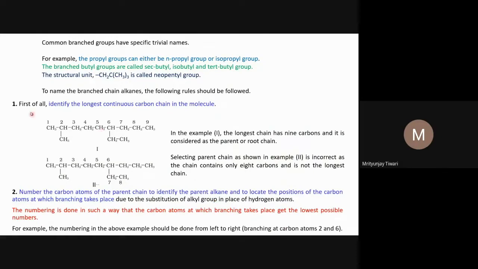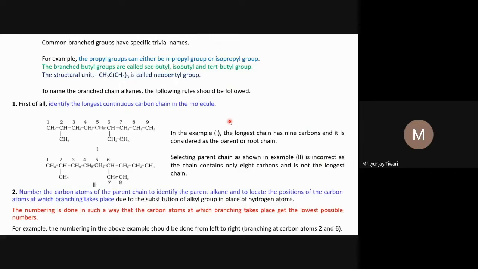Now let us start how one can identify the main chain, how one can do the numbering, and how we will write the name of the branched chain saturated hydrocarbons initially. To do that, we have to first identify the longest carbon chain, the longest continuous carbon chain in the molecule. The rules we are going to follow are for the alkanes, the saturated hydrocarbons.